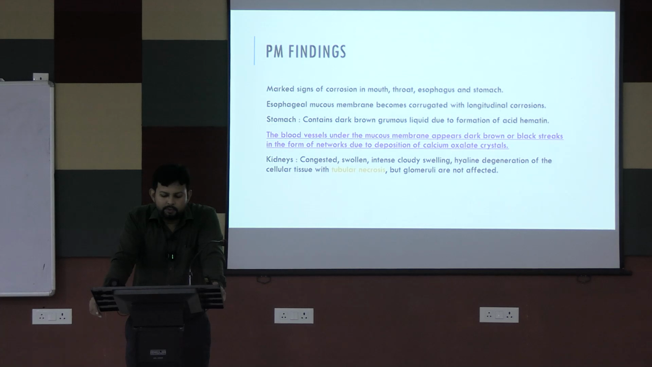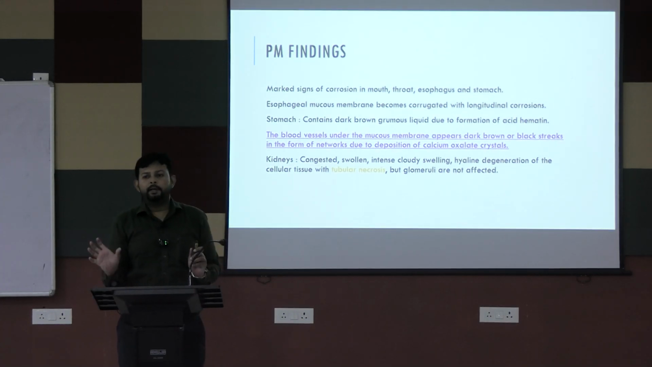Corrosion in the mouth, throat, esophagus and stomach is common in everything. Then there will be dark brown grumous liquid, which is also common in all poisons, but the differentiating factor is the line that has been underlined. Understood? And in the kidneys there will be signs of renal failure. There will be pale cortex and dusky medulla. That is the sign of renal failure. Those things we will find. All right, so this completes oxalic acid.